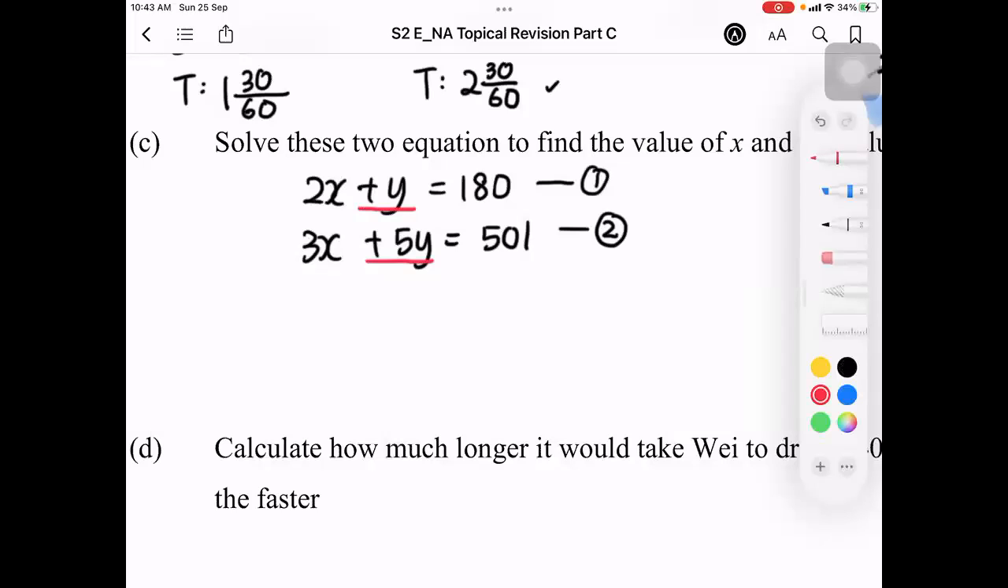I need to make the y the same. So what can I do? I multiply by 5. Everything multiply by 5. This one over here also must remember to multiply by 5. Okay, so if that's the case, I get 10x plus 5y. 180 times 5, 900.